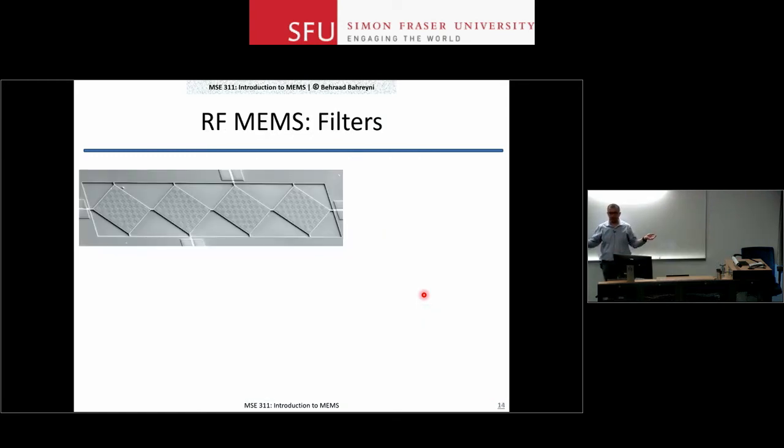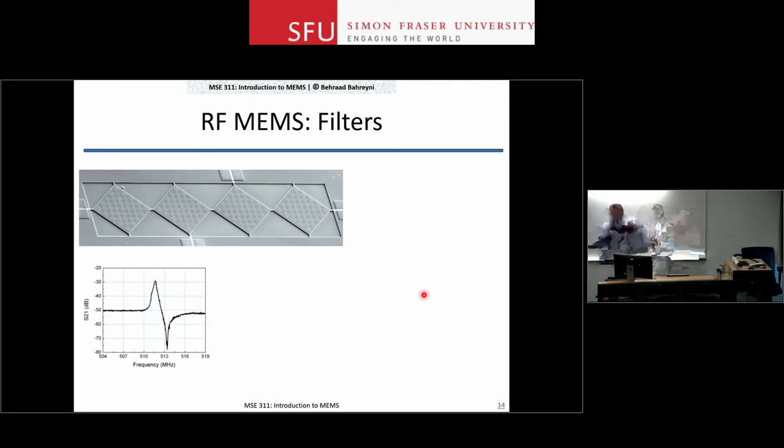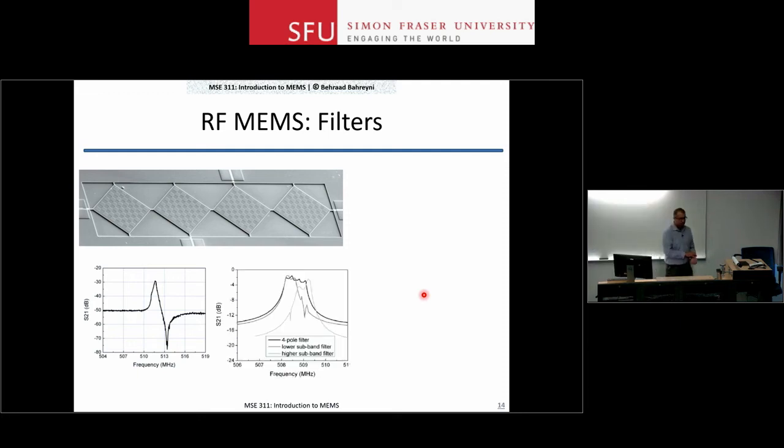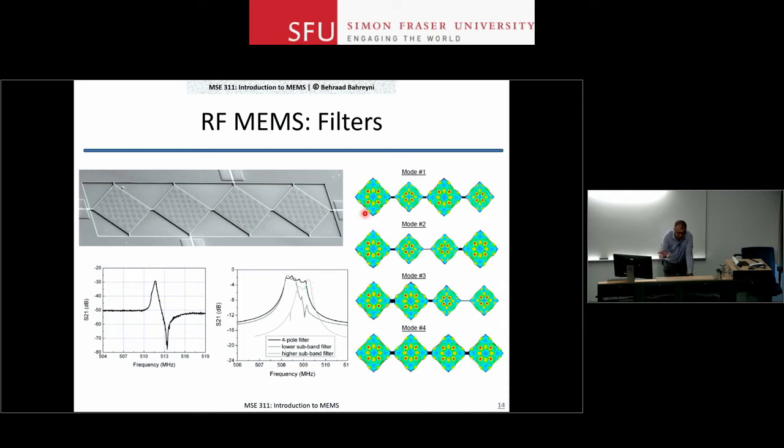Go to more complicated structures like this, so you have a bunch of square resonators that are coupled to each other, and if the response of one is like that, the response of the coupled system looks like a bandpass filter. And you see this bandpass filter has a few peaks in its passband. These peaks come from different vibration modes of this system of resonators.